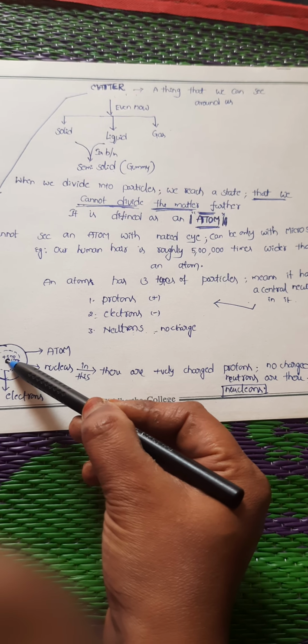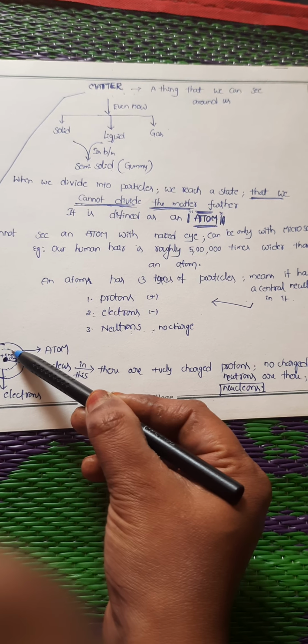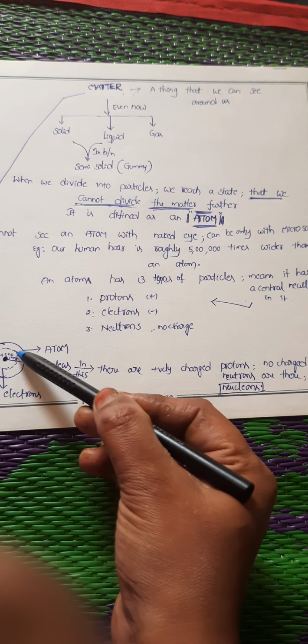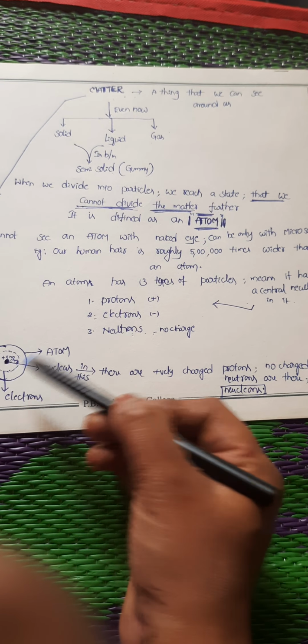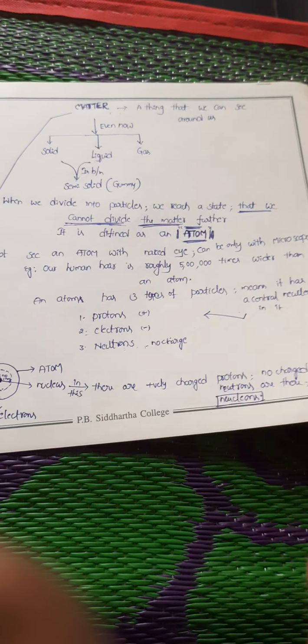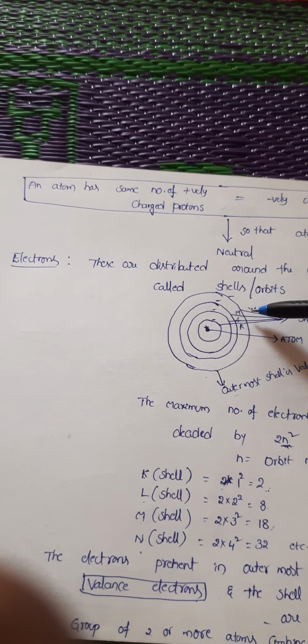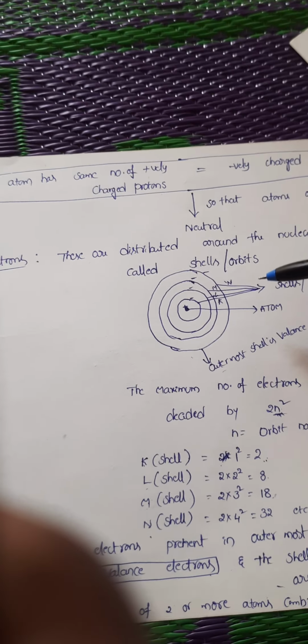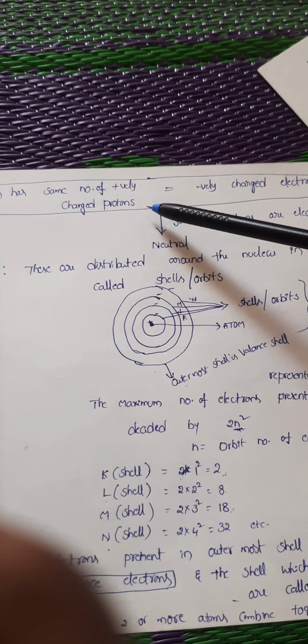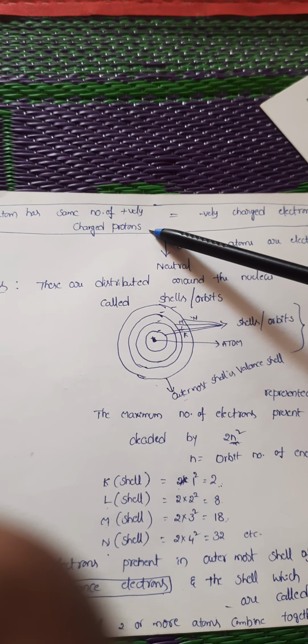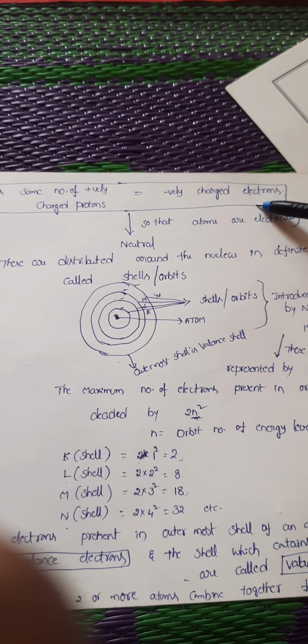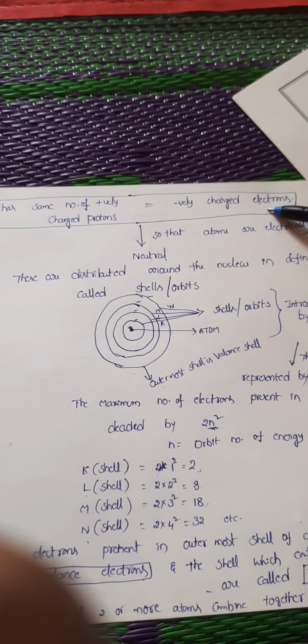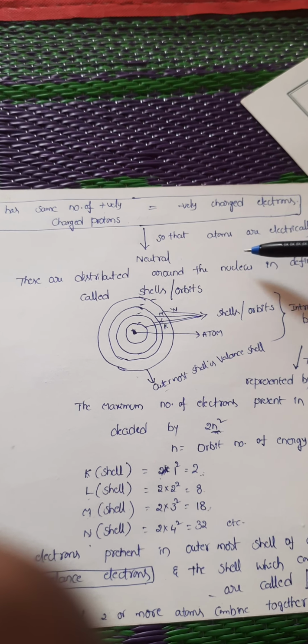Around this nucleus, the electrons spin in specified paths. These specific paths are called shells or orbits, right? Shells or orbits. Okay, so the atom has the same number of positively charged protons and negatively charged electrons, so the atom is electrically neutral.